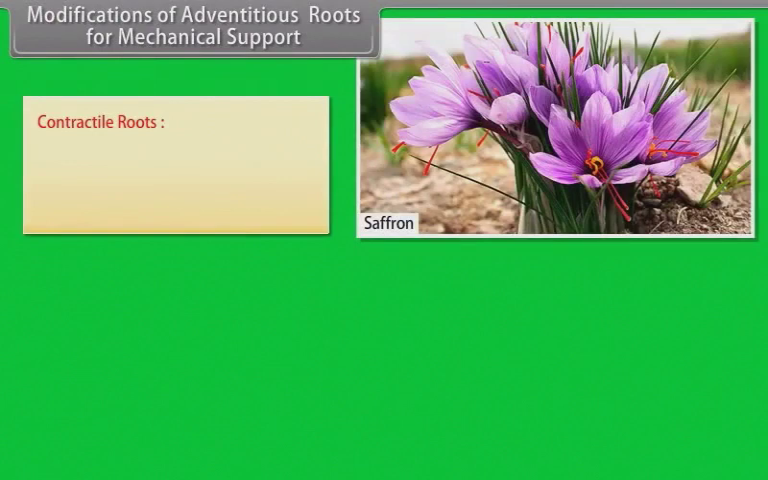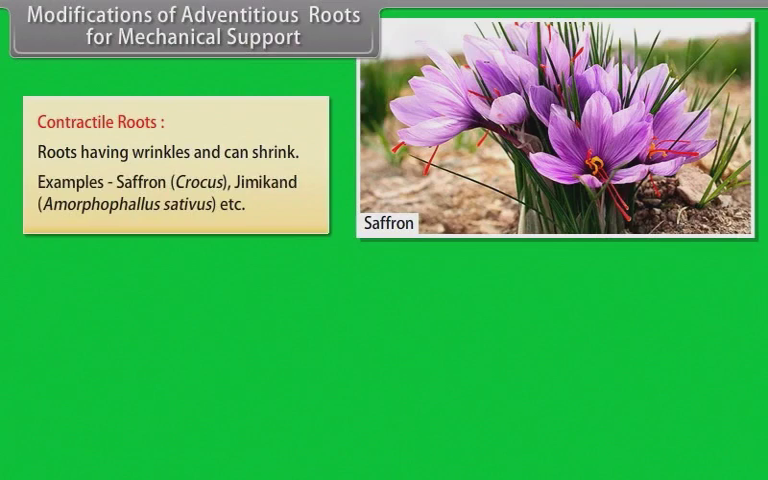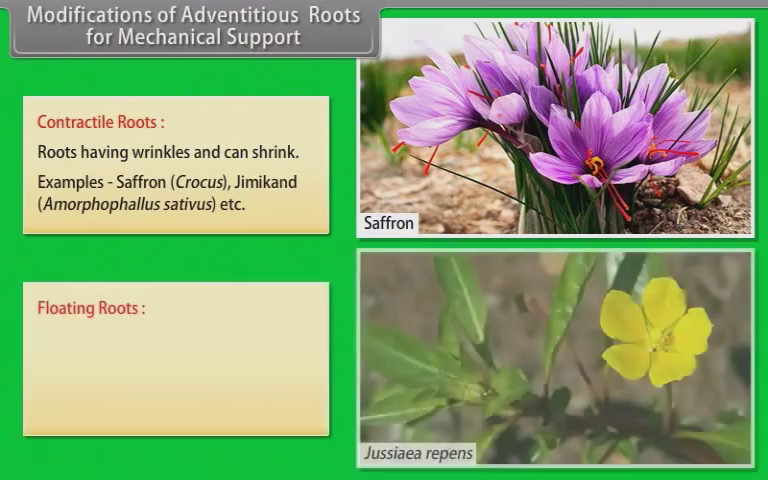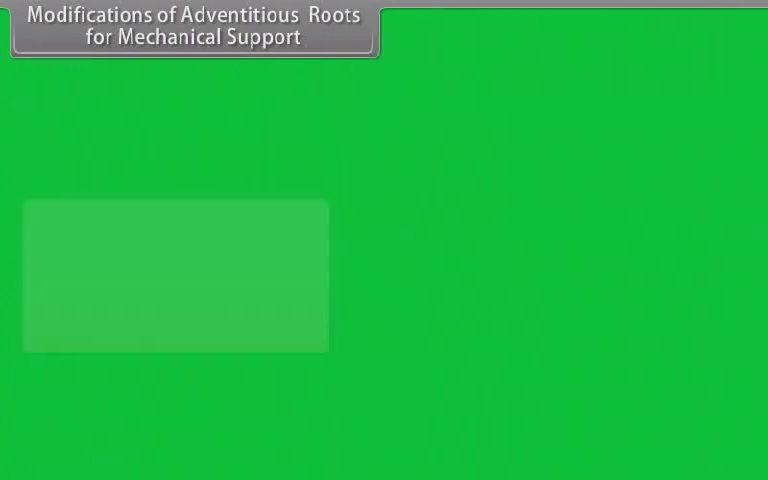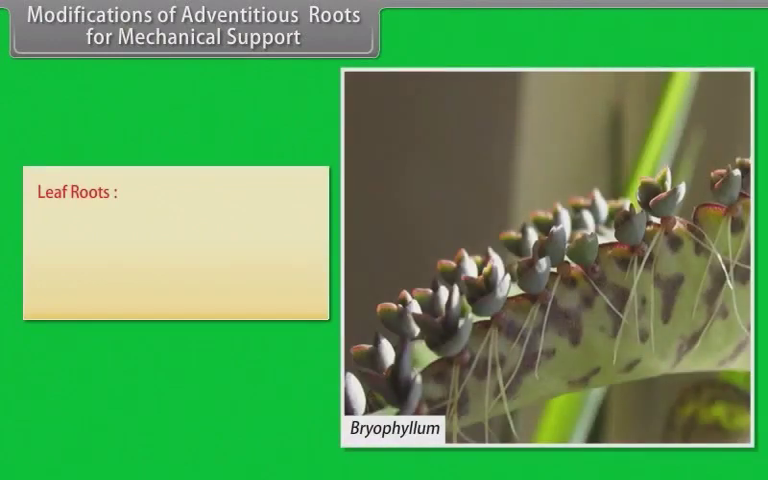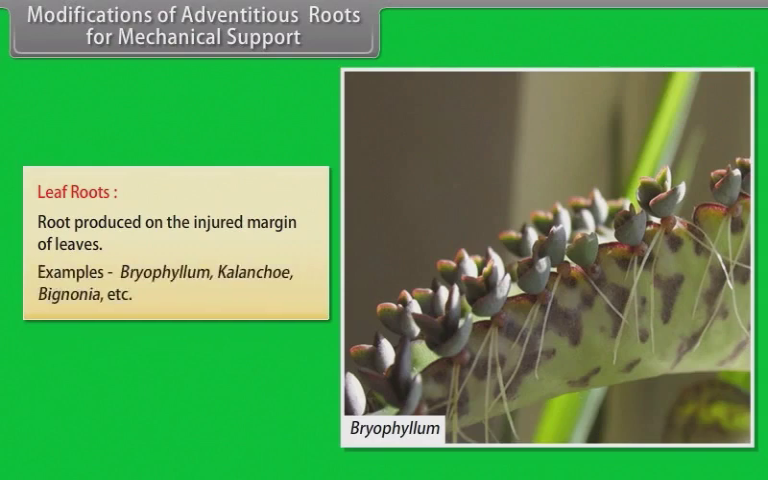Contractile roots. Roots having wrinkles that can shrink. Examples, saffron, jimsonweed, etc. Floating roots. Thick, spongy, fleshy roots with air-filled chambers arising from the nodes of the stem. Example, Jussiaea repens. Leaf roots. Roots produced on the injured margin of leaves. Examples, Bryophyllum, Bignonia, etc.